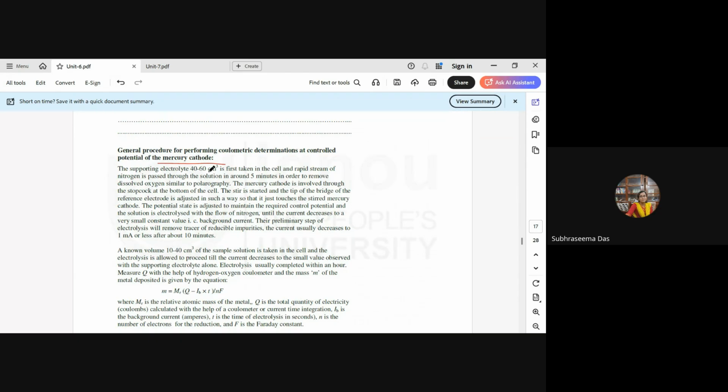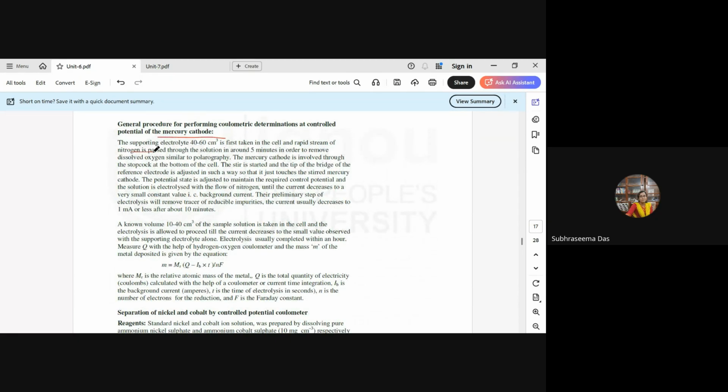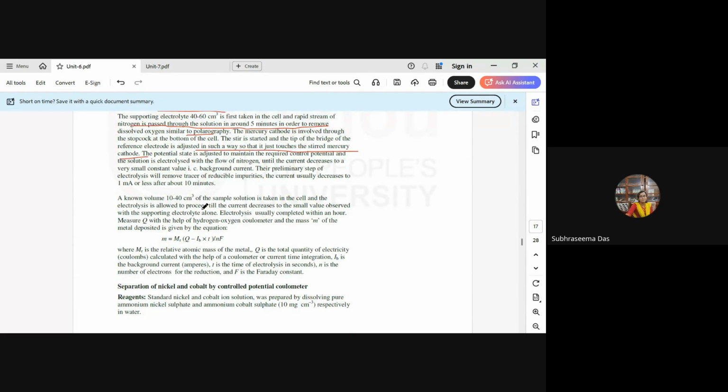The supporting electrolyte, 40 to 60 ml, is first taken in the cell, and a rapid stream of nitrogen is passed through the solution to remove the dissolved oxygen, similar to that of polarography. The mercury cathode is introduced through the stopcock at the bottom of the cell. Here the stirring is done, and the tip of the bridge of the reference electrode is adjusted in such a way that it touches the stirred mercury cathode. The potentiostat is adjusted to maintain the required control potential, and the solution is electrolyzed with the flow of nitrogen until the current decreases to a very small constant value.